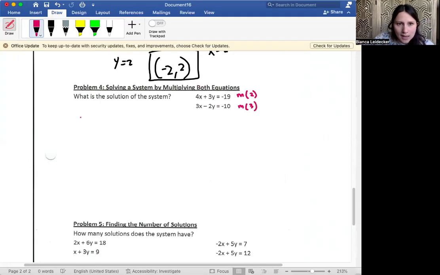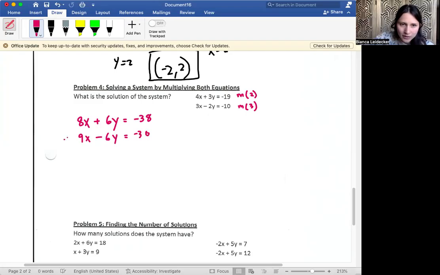4 times 2 is 8x, plus 3 times 2 is 6y, and then equals -19 times 2. So we have to multiply every single thing. -19 times 2 is -38. Then I have 3x times 3, which is 9x, and then -2y times 3. And so I'm also being strategic here because I've got a positive and a negative, and I know if I can have them have the same term, if I just add the equations, they'll cancel out. And then -10 times 3, so -30.